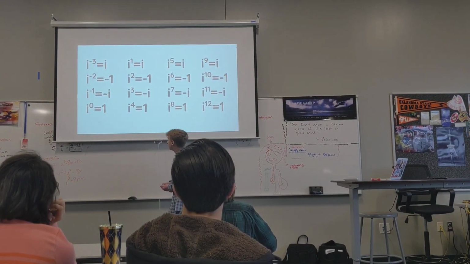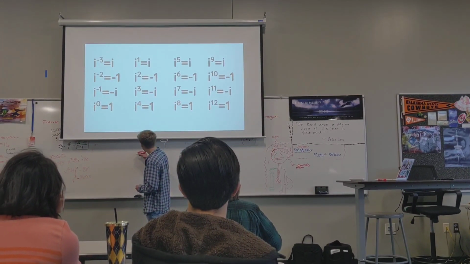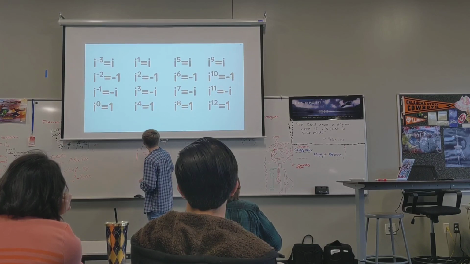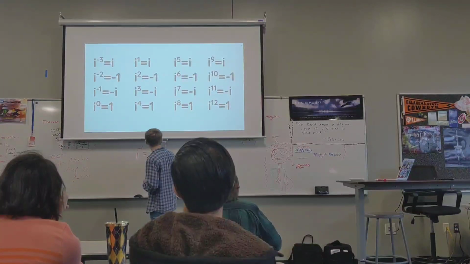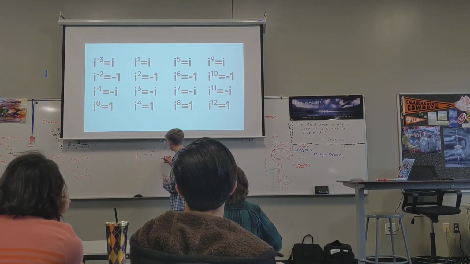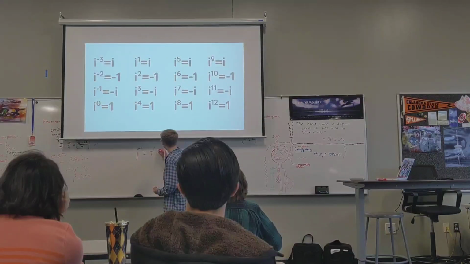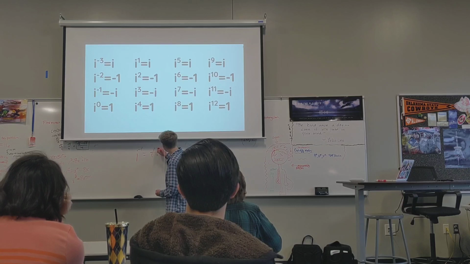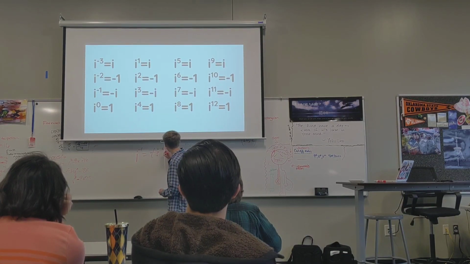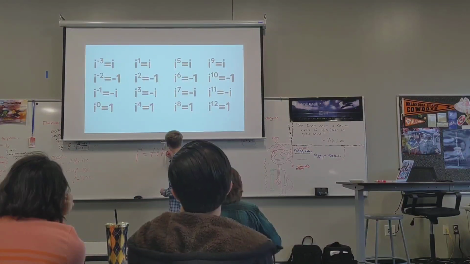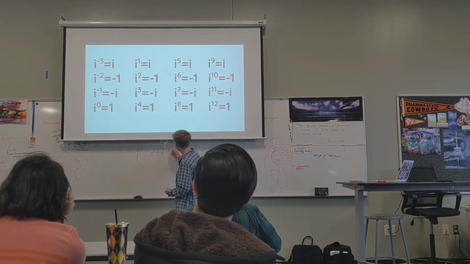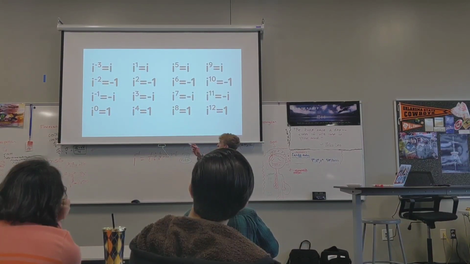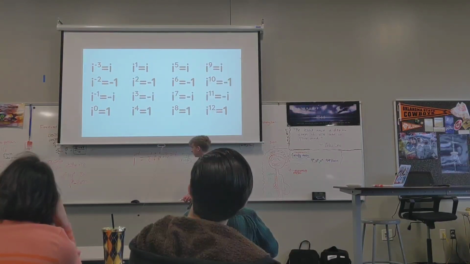So it works for negative numbers, and that's because i to the power of negative 1 is equal to 1 over i, which, when you multiply by i over i, is equal to i over i squared, which is equal to i over negative 1, which is equal to negative i. And so it works even with negative numbers.